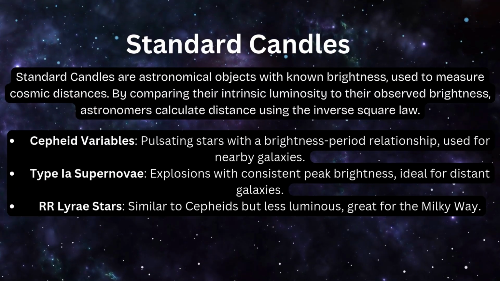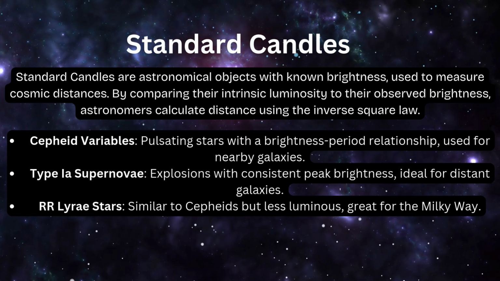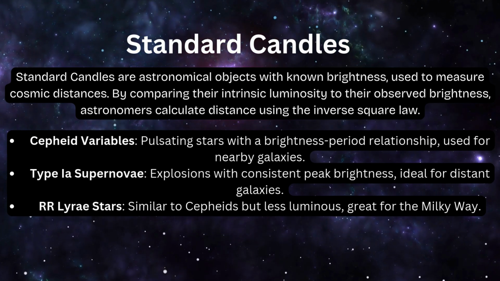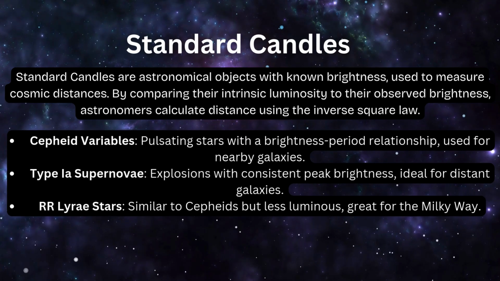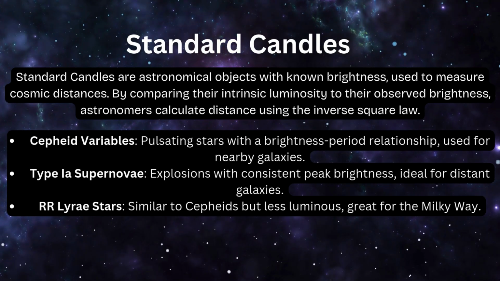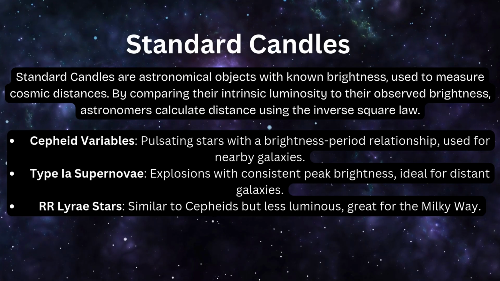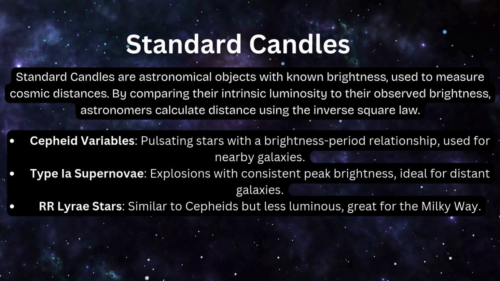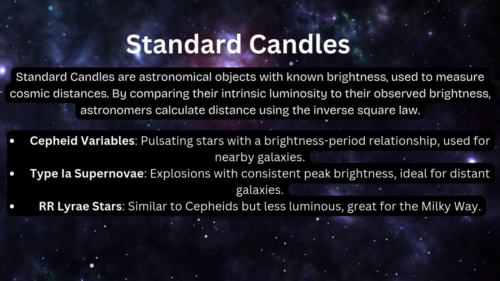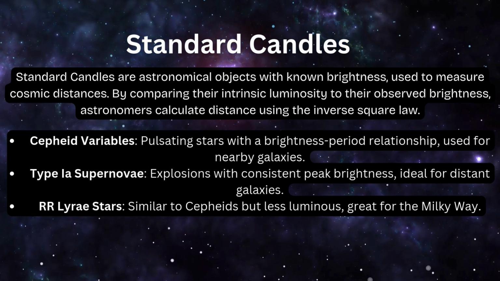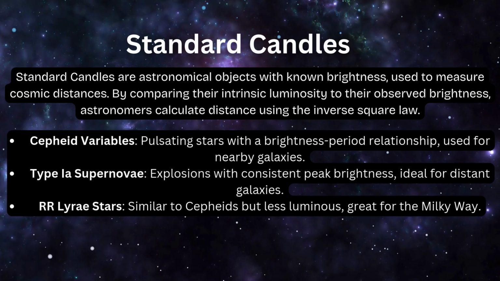Next is the standard candle method. Some stars, like Cepheid variables, have a predictable brightness pattern. By observing how bright they appear from the Earth, astronomers can calculate their distance. Another example is supernovae, which are like cosmic lighthouses. Their peak brightness is so well known that they can be used to measure distances to galaxies millions of light years away.